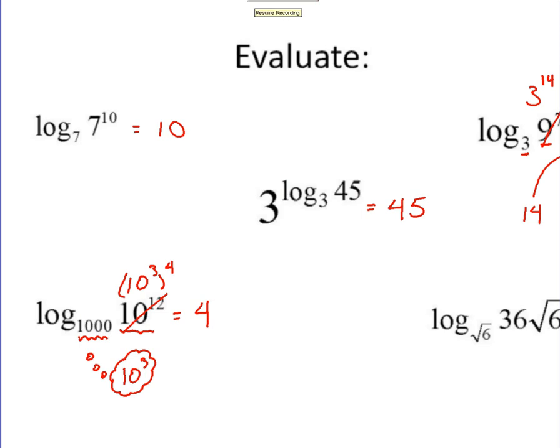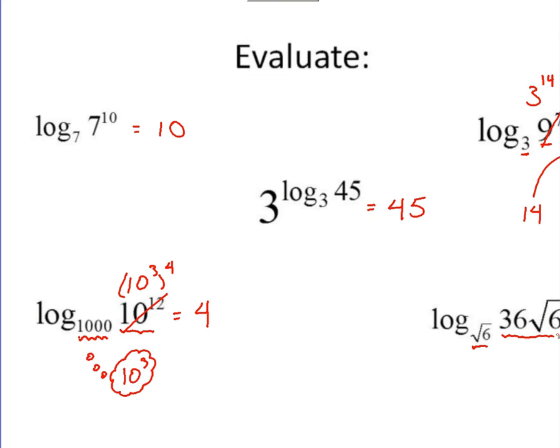All right, this last one. This last one's kind of tricky. Might be a little tricky to see how it works, but you've got a square root of 6 here as your base. It'd be real nice just to have a way to relate to a square root of 6 here.